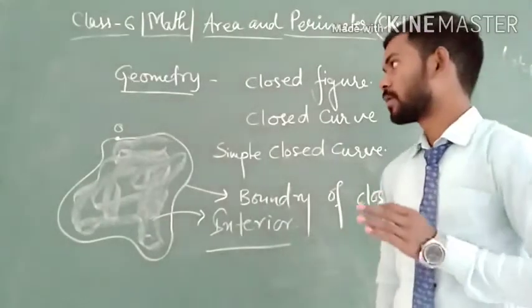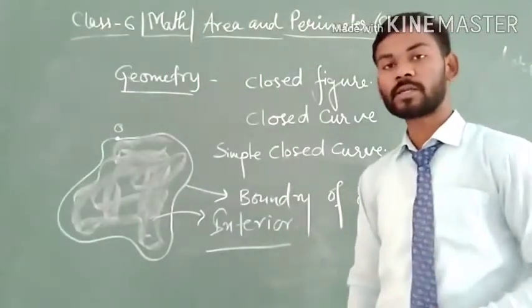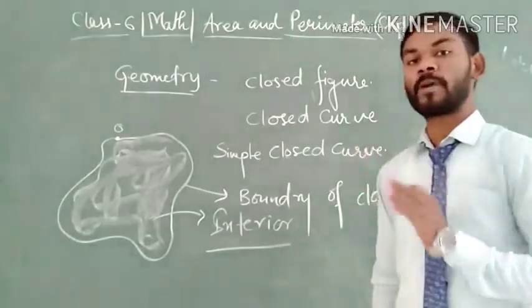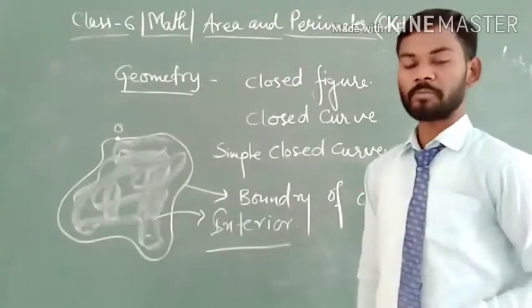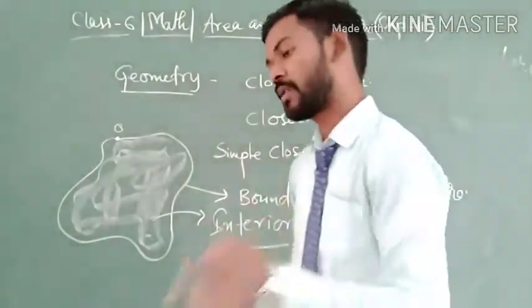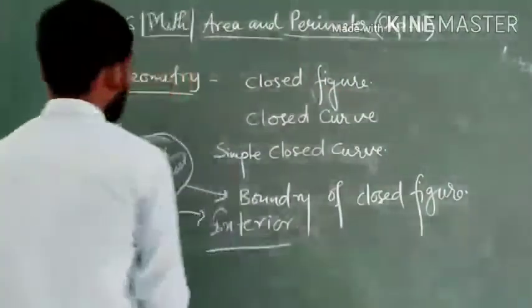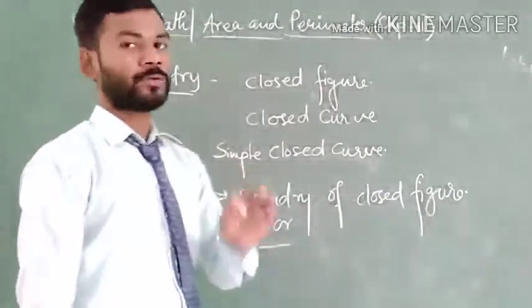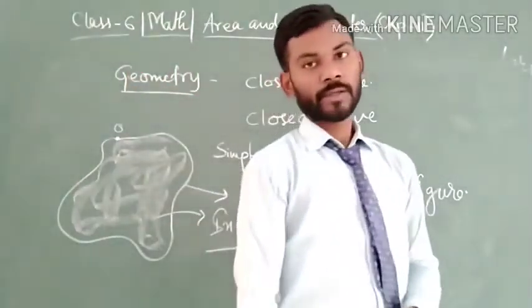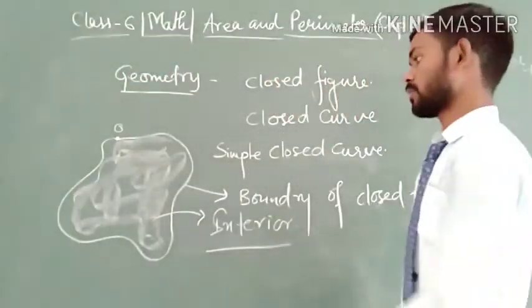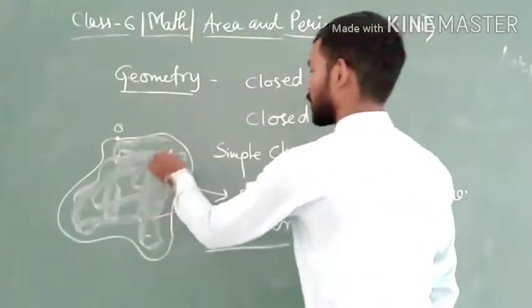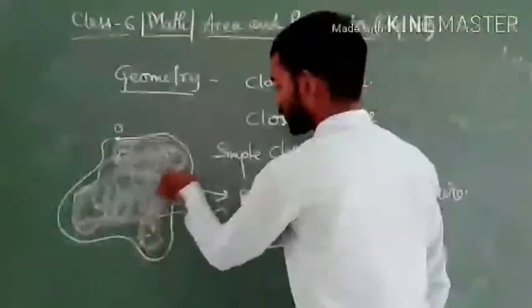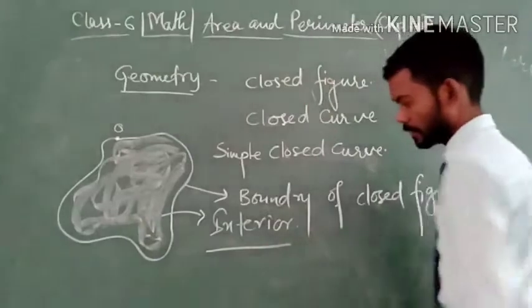Don't think that I'm teaching you geometry. I'm just giving you an idea to get the concept of area and perimeter. Because the concept of area and perimeter is entirely based on geometry, that is, boundary and interior. So you should know about this, okay?